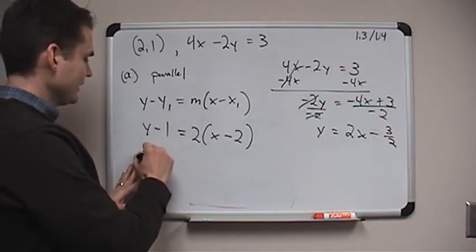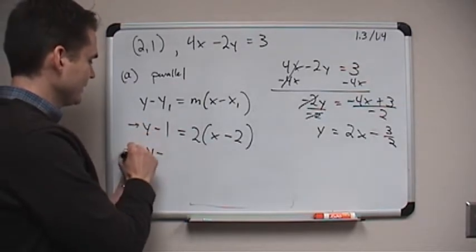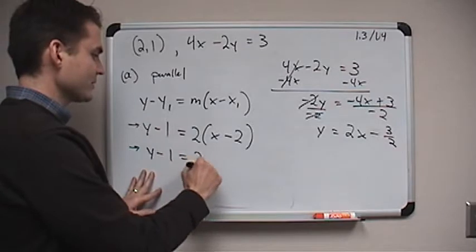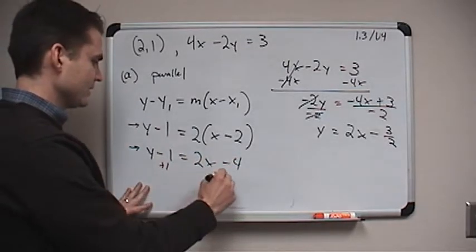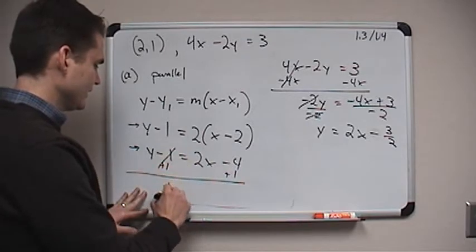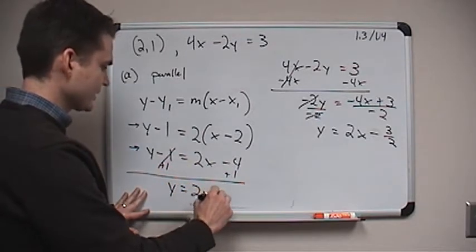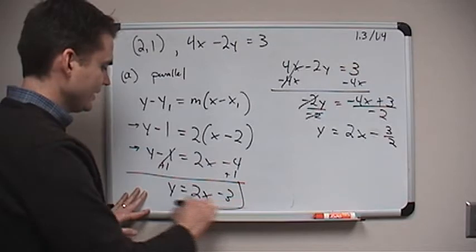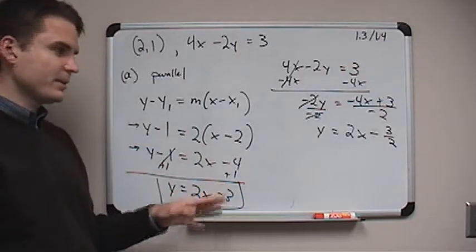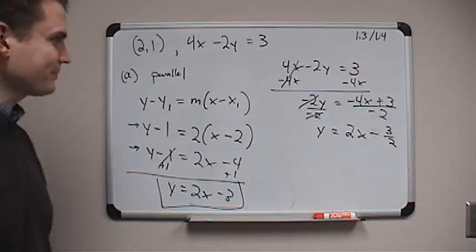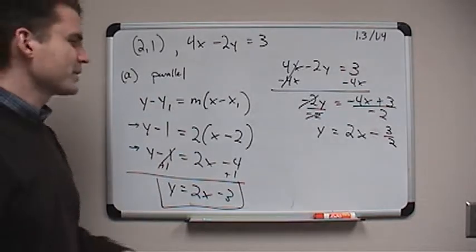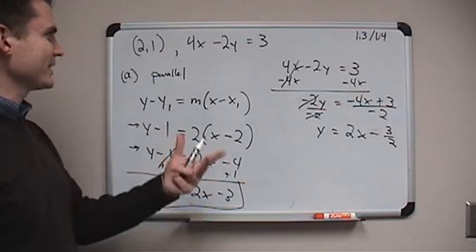Again, we like to write it solved for y, so I'm going to do a little bit of algebra here. I get y equals 2x minus 3. So this line is parallel to the original one and contains the point (2, 1). Now let's go over to the next part, part B.